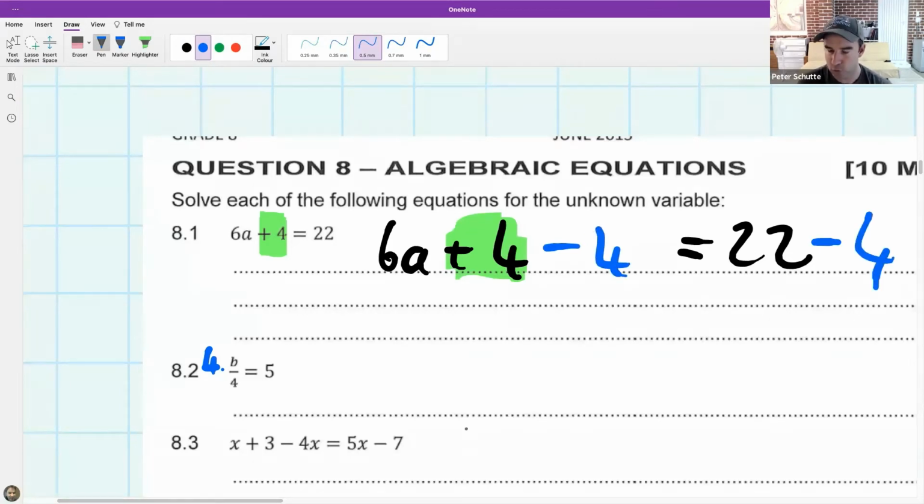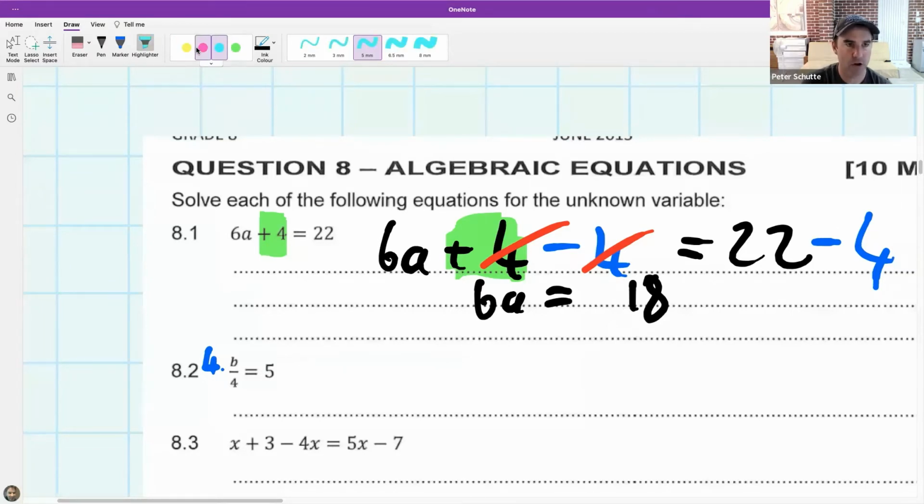So I take away 4 from both sides. And what I'm left with is, these guys knock each other out. Thank goodness. Goodbye. Now I get 6a equals 22 minus 4. And what is that? It's 18. And now I go, oh my goodness, I've got a new headache. But I've got a new tool to help me. So I've got 6a equals 18.